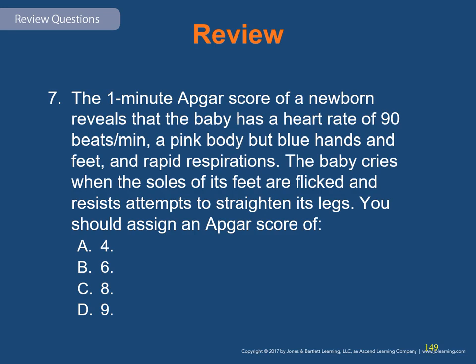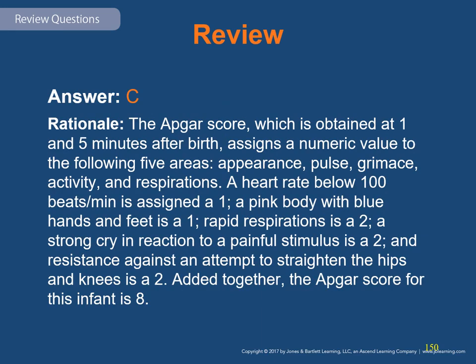Review question 7. The 1-minute APGAR score of a newborn reveals that the baby has a heart rate of 90 beats per minute, a pink body but blue hands and feet, and rapid respirations. The baby cries when the soles of its feet are flicked and resists attempts to straighten its legs. You should assign the APGAR score of A. 4, B. 6, C. 8, or D. 9. The correct answer is C.